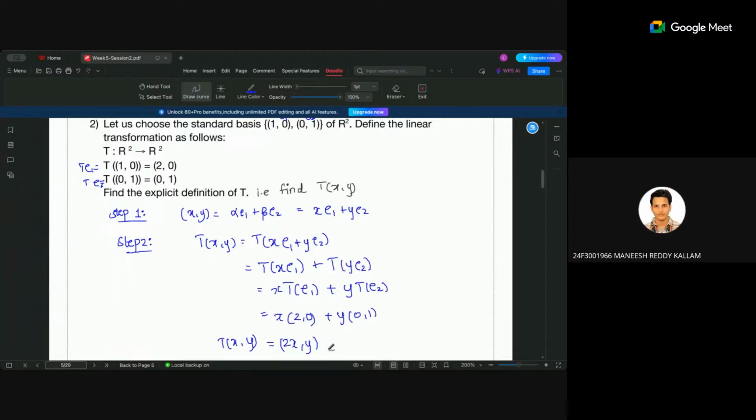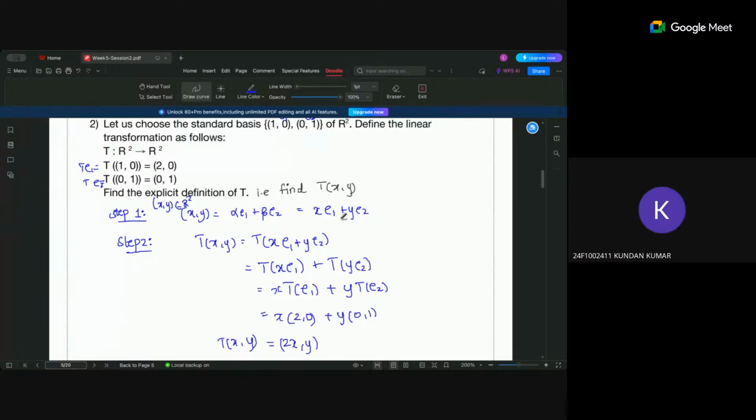Ma'am, could you explain step 1 once again? Step 1: I am taking a general vector x comma y from my domain. I am trying to express it as a linear combination of the given basis. And then I have to find what are the coefficients for the general element with respect to the given basis. This is my step 1. Okay?